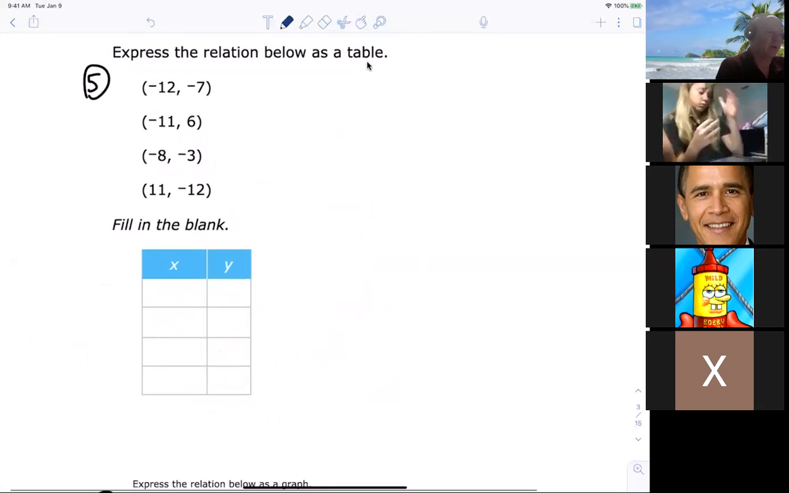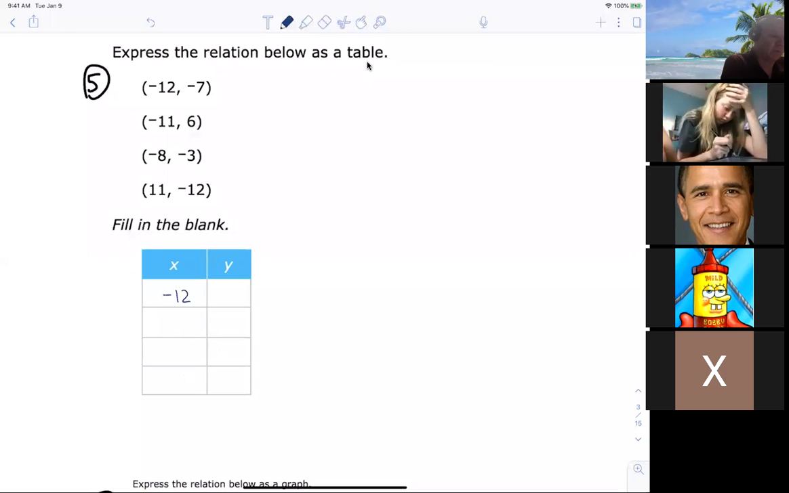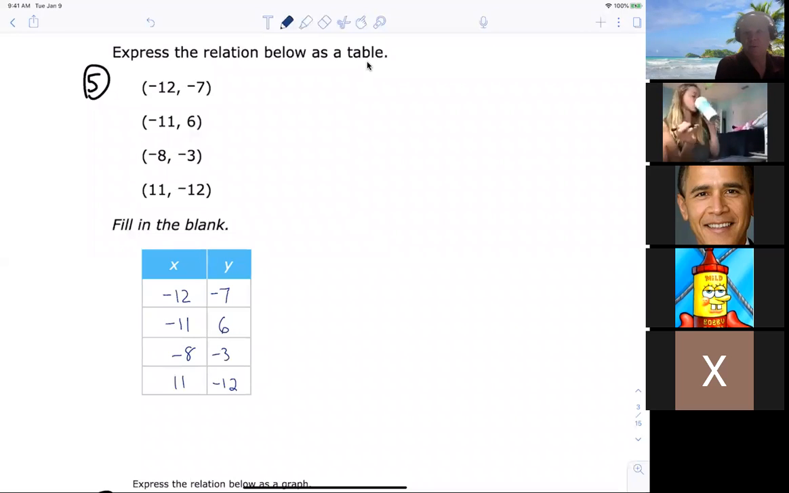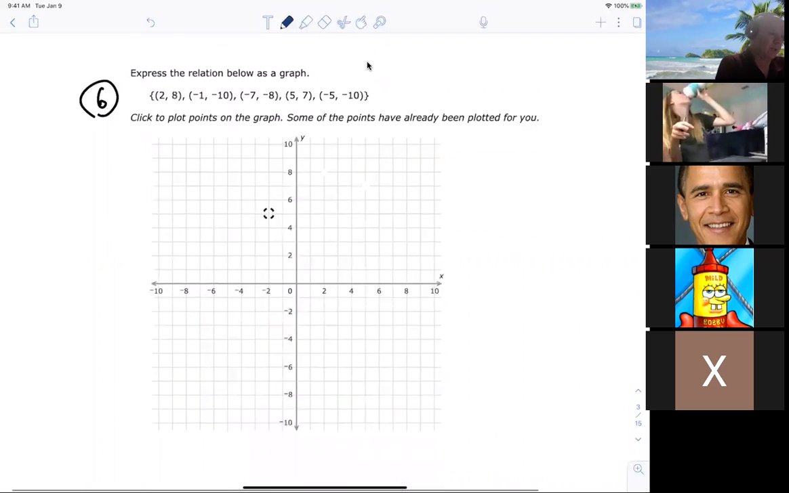All right. So now express the relation as a table. Instead of ordered pairs, you're just going to put it in a table. So the x coordinate is negative 12. The y is negative 7, negative 11, 6, negative 8, negative 3, 11, negative 12. Now remember, guys, I know this is super easy, so please ask if you don't know something. All right, everybody happy? Yes, sir. All right, here we go, number 6.